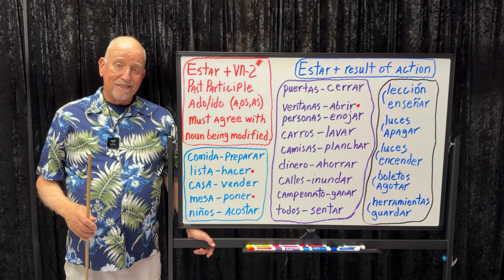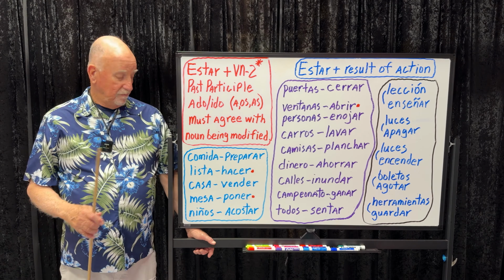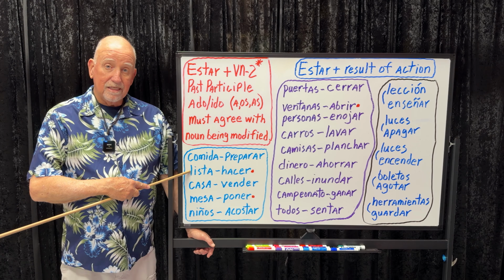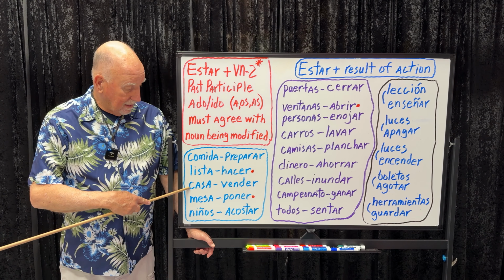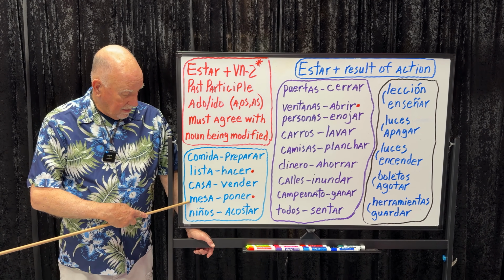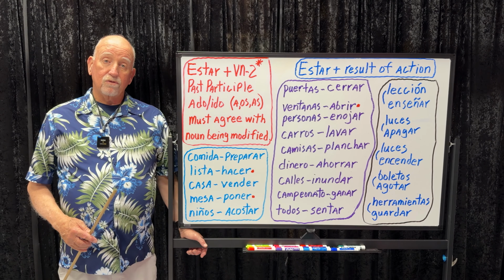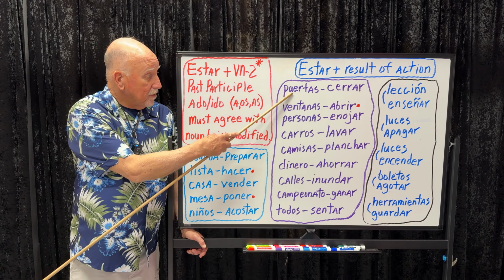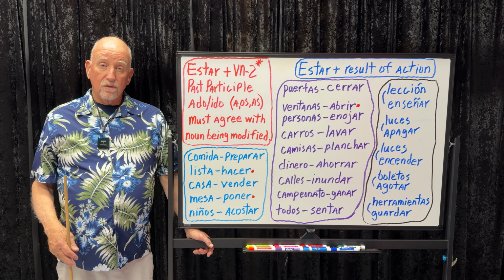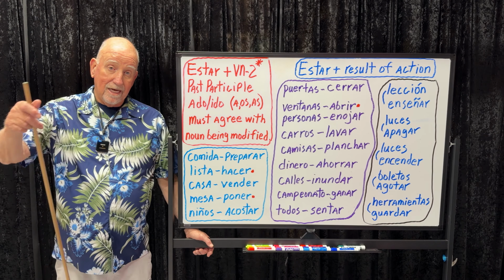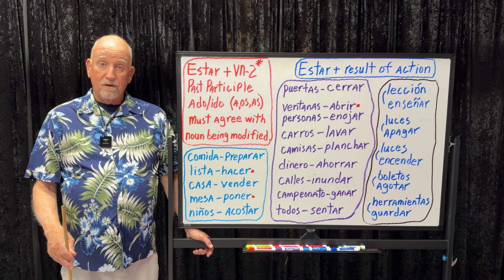Los niños están acostados. So we have la comida está preparada, la lista está hecha, la casa está vendida, la mesa está puesta, and los niños están acostados. Puerta cerrar. The doors are closed. Alguien cerró las puertas. Somebody closed the doors. That's the action. The result of the action is that they are closed.